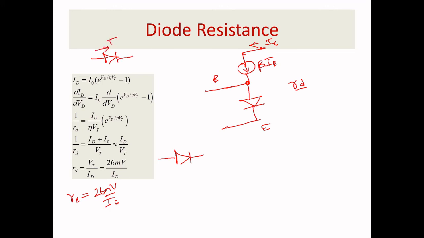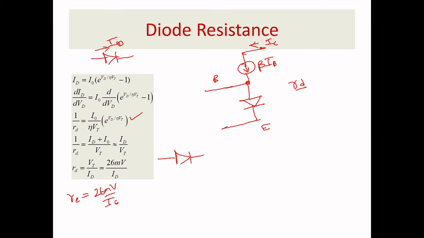The current across it is ID. So ID equals I naught, the reverse saturation current, times exponential of Vd divided by eta Vt, minus 1. The eta factor will be 1 for germanium, and for silicon it will be 2. Now I am going to differentiate this ID with respect to Vd. When you differentiate this whole equation, you get the change of ID by Vd, that is 1 by rd, which equals I naught divided by eta times Vt, times exponential of Vd divided by eta Vt. You'll get this value.